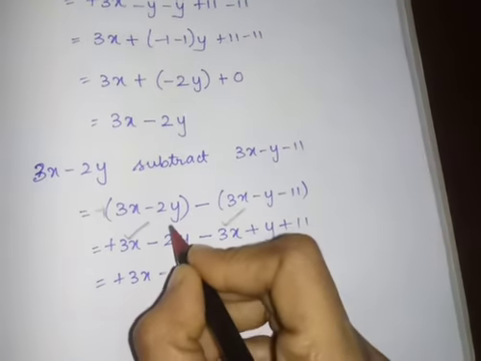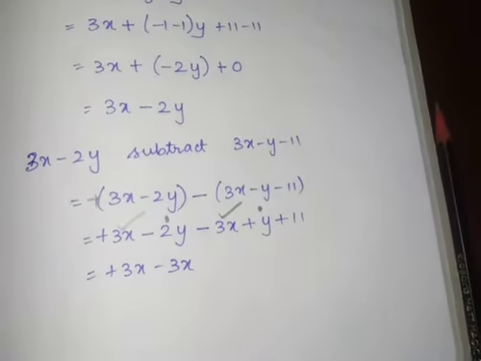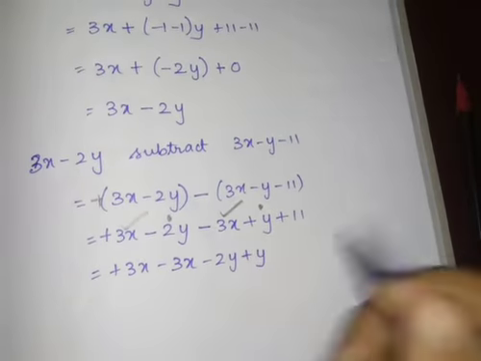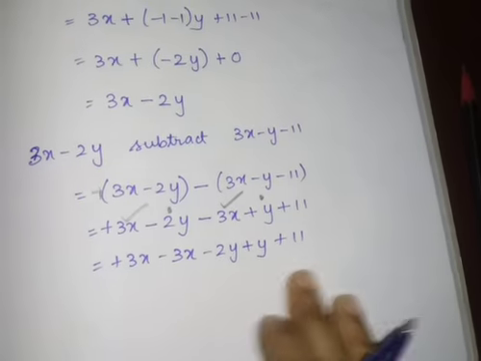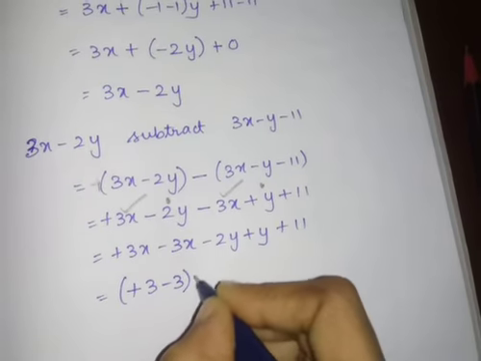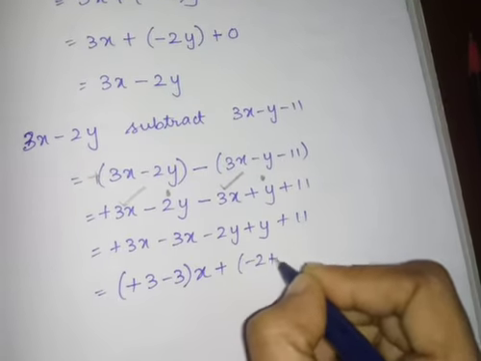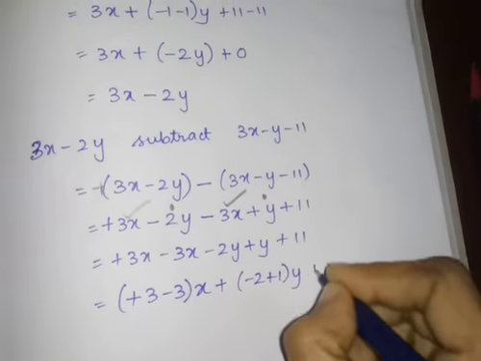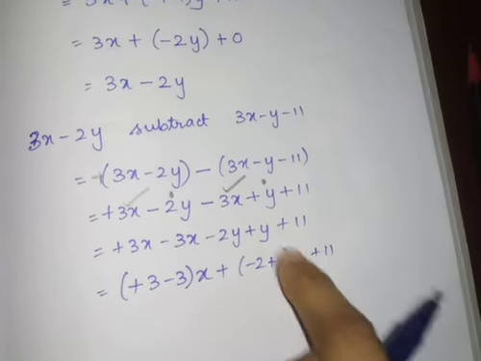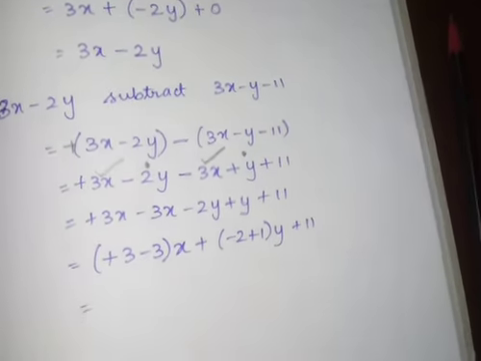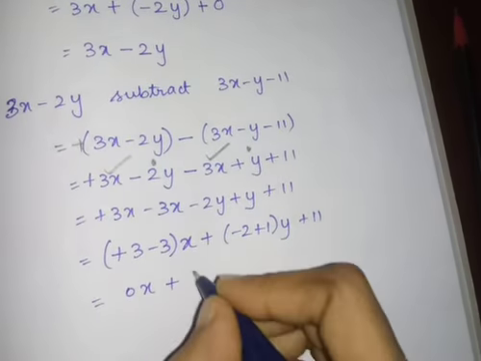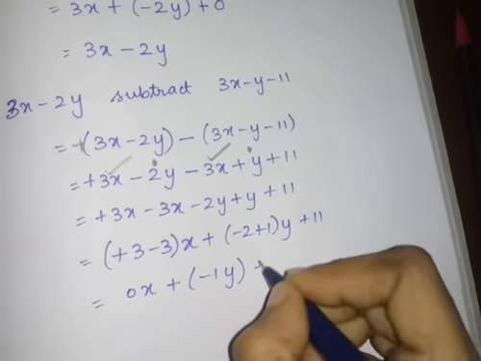Next, minus 2y plus y are like terms. Next, plus 11 is extra, so I wrote the plus 11. Now what you will do? Open bracket, plus 3 minus 3 into x plus minus 2 plus 1 into y, then plus 11. Plus 3 minus 3 is 0x plus minus 2 plus 1 is minus 1y plus 11.